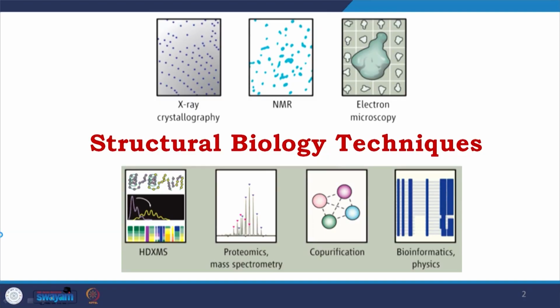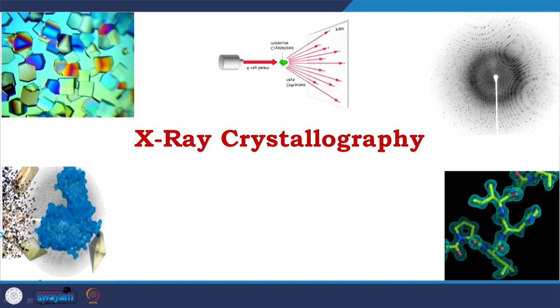Hi everyone, welcome to the next class of structural biology. Today we are going to talk about the next part of structural biology techniques, where we ended in the last class. As I told you about the techniques of structural biology: X-ray, NMR, electron microscopy, and low resolution techniques like mass spectrometry, co-purification, proteomics, CD and all, today we are continuing where we ended the discussion about the technique X-ray crystallography.